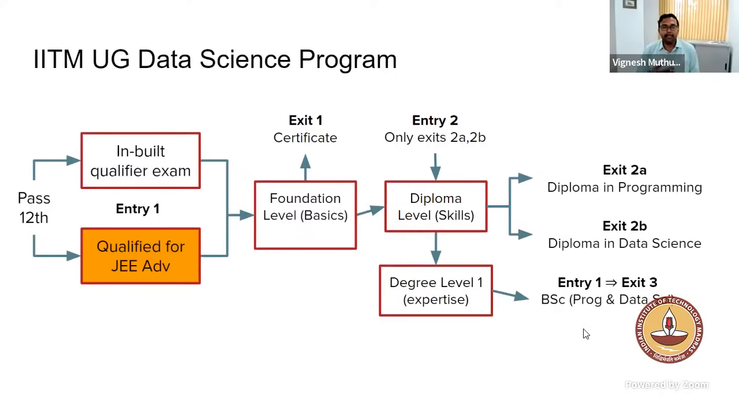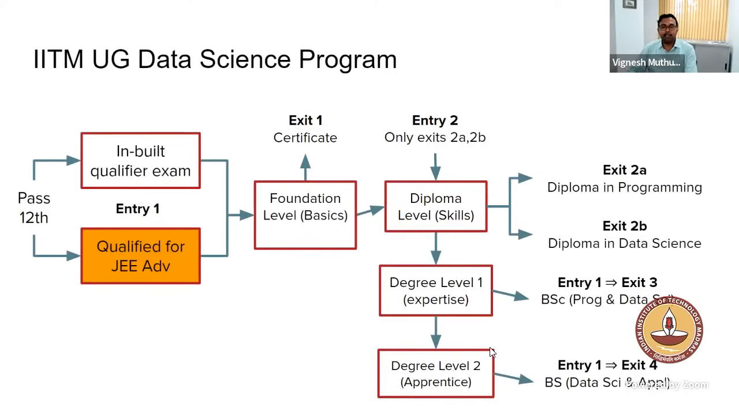This is an official degree from IIT Madras, and a student who earns this degree will become an alumnus of IIT Madras. So this gives you the status of an alumnus of IIT Madras, and you can exit the program at this level as well. If you choose to continue, there is a second level for the degree, which is the BS in Data Science and Applications, the Bachelor of Science degree. This is equivalent to a 4-year degree program. The credits completed for the BSc level will be equivalent to a 3-year degree, and the credits completed at the BS level will be equivalent to a 4-year degree.